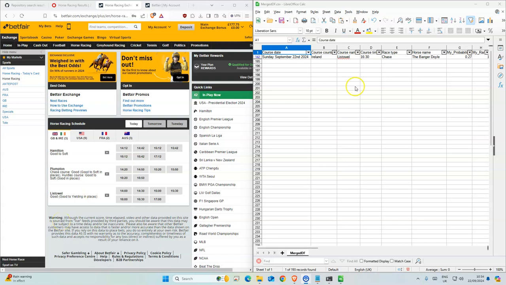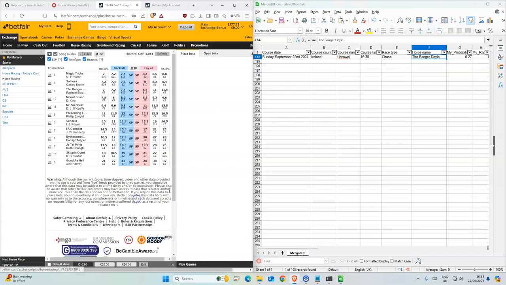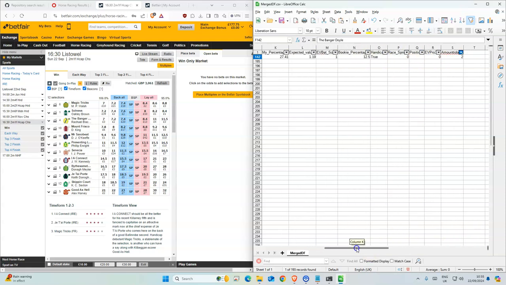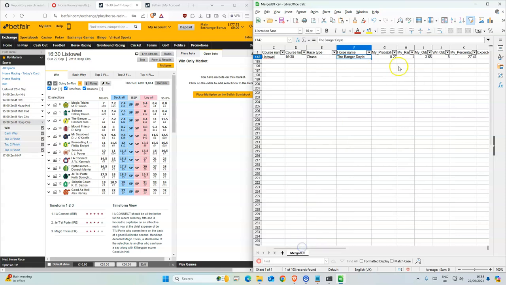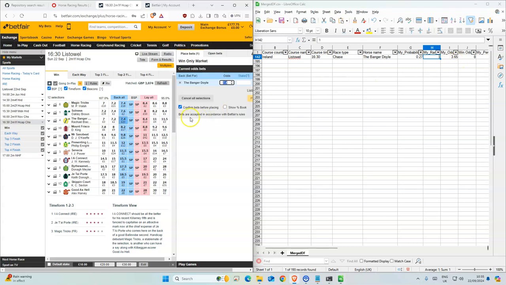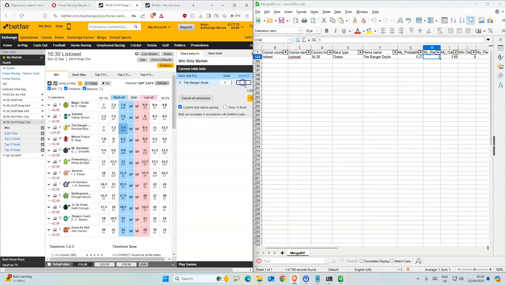Okay, so the only selection that we have today is Banger Doyle at 4.30, and it has 2 points. That's because it's ranked 1, as you can see, and the value is good, and also the probability is good. So we want 8 for this and 2 points.